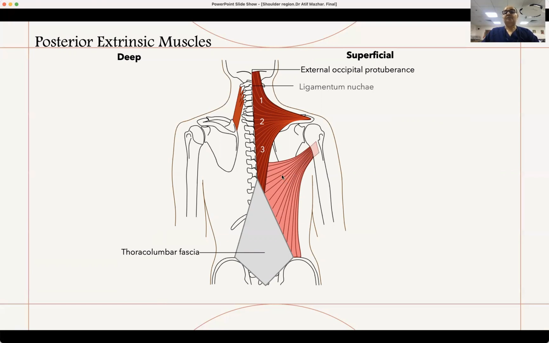Guys, this muscle becomes very prominent in people who are involved in rowing or swimming. You might have seen people showing a V appearance in their back, and that is because of this muscle, latissimus dorsi.